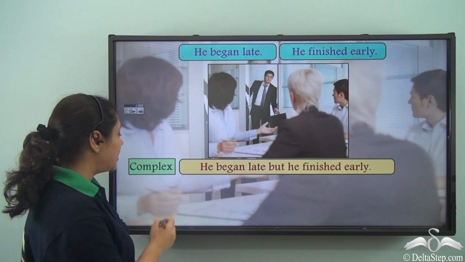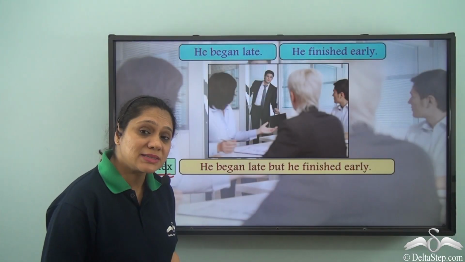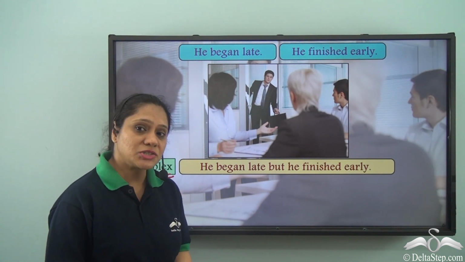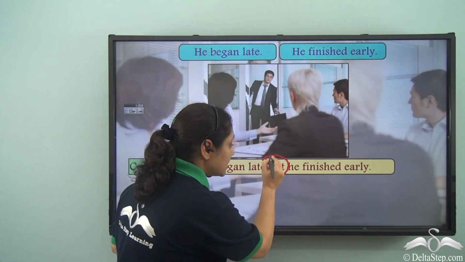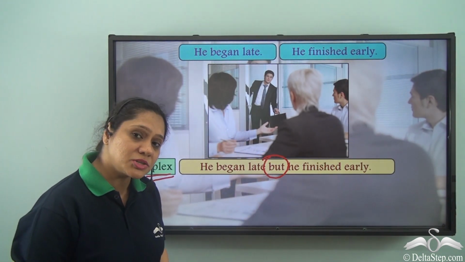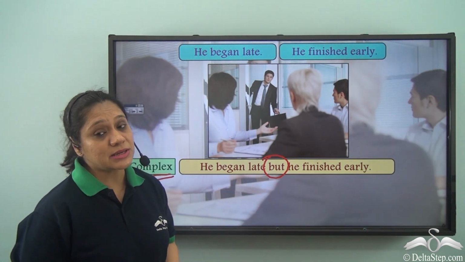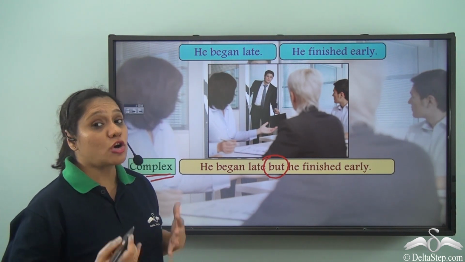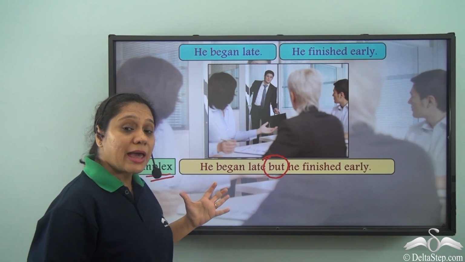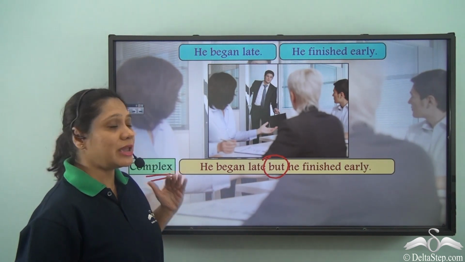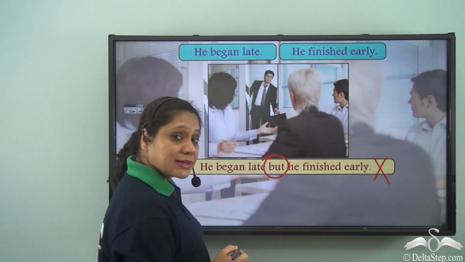But remember that we have to make a complex sentence, and complex sentences use subordinating conjunctions. But if we use the conjunction but, this is a coordinating conjunction, and so this sentence becomes a compound sentence, not a complex sentence. So even though the synthesis is correct, in this case we cannot say it is correct because we have to form a complex sentence. So this is not the correct answer.